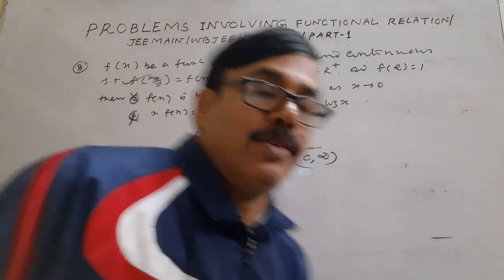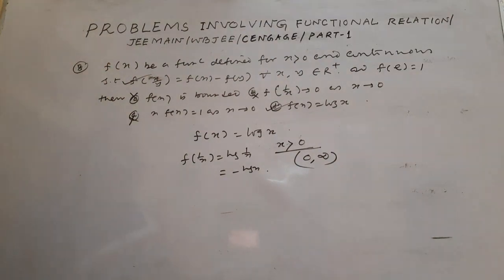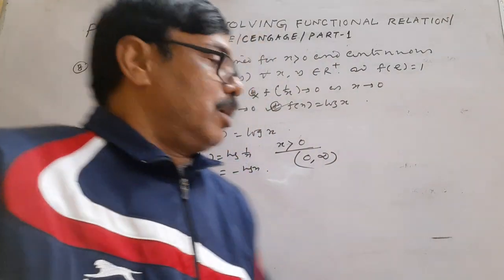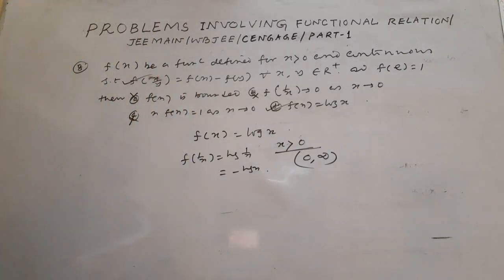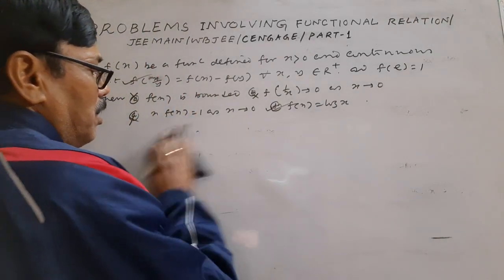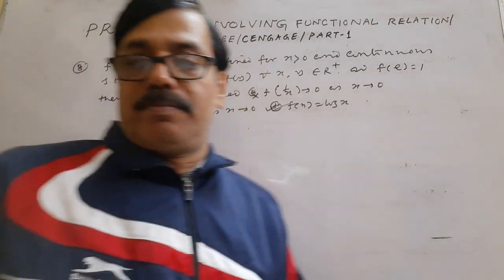So bounded means its value lies between two definite numbers. So this is a very simple problem.